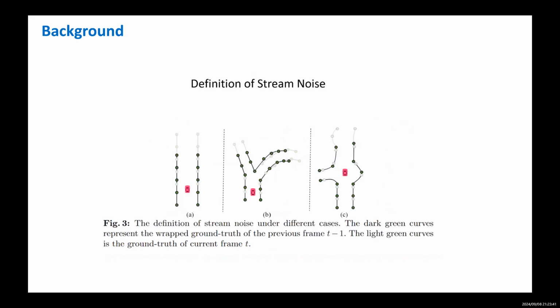As shown in the figure, the dark green curves indicate the ground truth of the previous frame warped to the current frame through the equal motion, and the light green curves represent the ground truth of the current frame. It can be seen that the position offsets within adjacent frames are different for curves of different shapes and positions. In addition, points on a curve have different deviations compared to the corresponding ground truth due to their different positions. Therefore, the position offsets from the temporal perspective can be regarded as the stream noise.